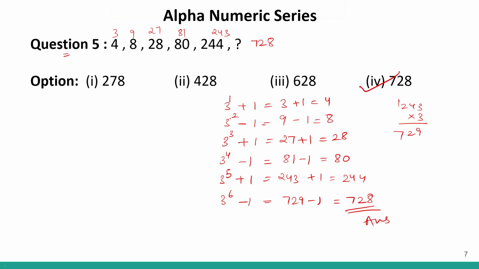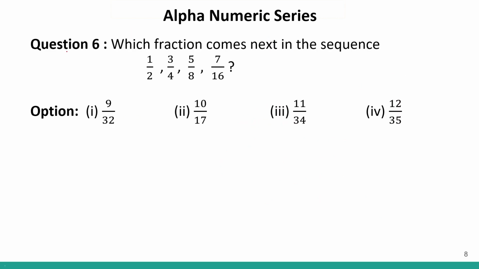Clear? So basically we were increasing 3's power from 1 to 2 to 3 to 4 to 5 to 6, and we were alternating between addition by 1 and subtraction by 1. Clear? So 728 is the answer to this question. Moving on to question number 6. Fractions. Okay. So we have 1 by 2, 3 by 4, 5 by 8, 7 by 16.